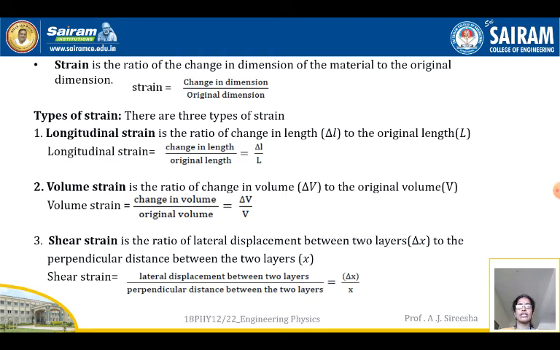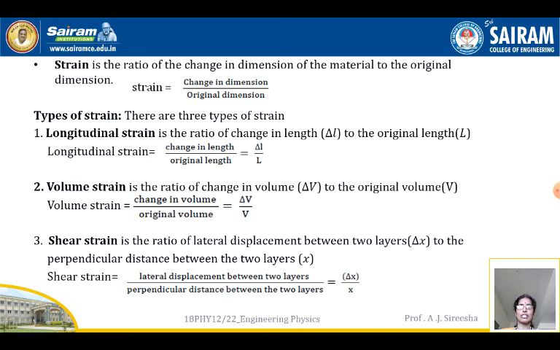Now volume strain is the ratio of change in the volume to the original volume, which is nothing but volume strain equal to change in volume delta V by original volume capital V. Next is shear strain. It is the ratio of lateral displacement between the two layers, delta X, to the perpendicular distance between the two layers, X. So it is a shear strain.